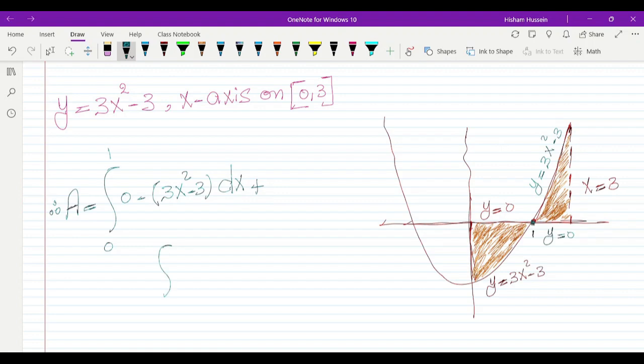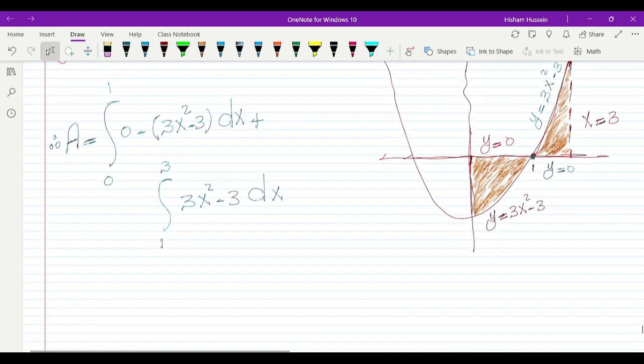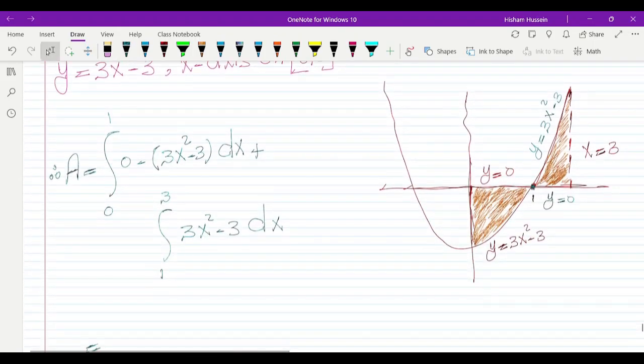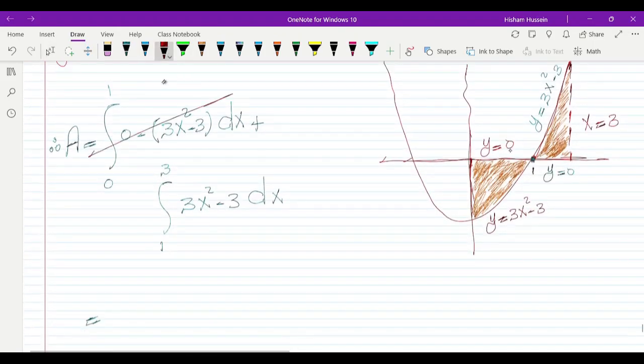for finding the area of the second part. Integration here will be from 1 to 3. The upper curve here will be 3x squared minus 3, the lower curve is 0, dx. Then evaluate the integration. Already we found the integration from the first problem, it was 2. So the value of this integral is 2. Plus the integration of 3x squared minus 3 from 1 to 3, it will be the integral as it is, x to the power 3 minus 3x with the limits from 1 to 3.